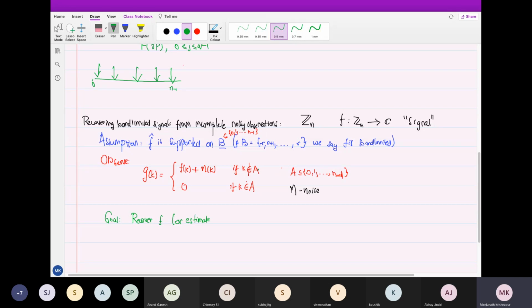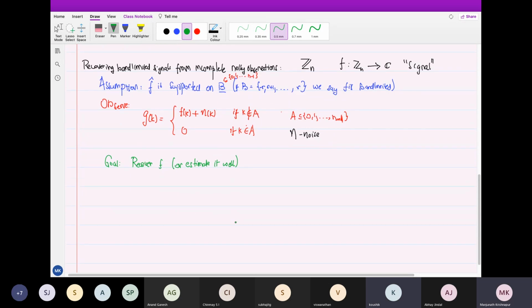We observe on A complement. Therefore, we would like A to be small, because we observe on A complement, so there are more observations if A is small. Yeah, what you said will come, Kaushik. But I have not yet made any statement. So our goal is to recover f or estimate it as well as possible. I will make the statement.